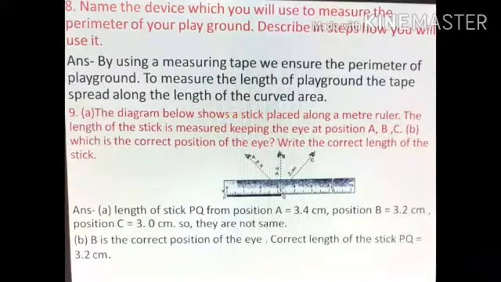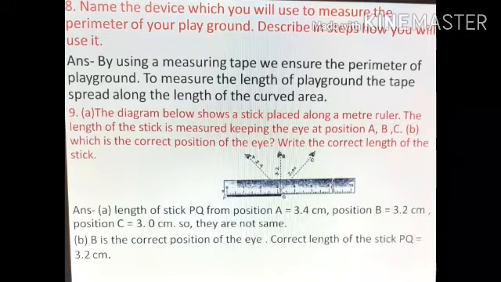Question number 8. Name the device which you will use to measure the perimeter of your playground. Describe in steps how you will use it. The answer is, by using a measuring tape, we measure the perimeter of the playground. To measure the length of the playground, the tape is spread along the length of the area.